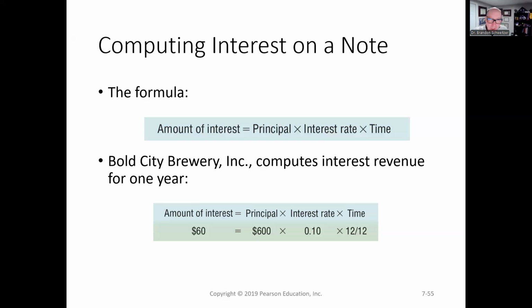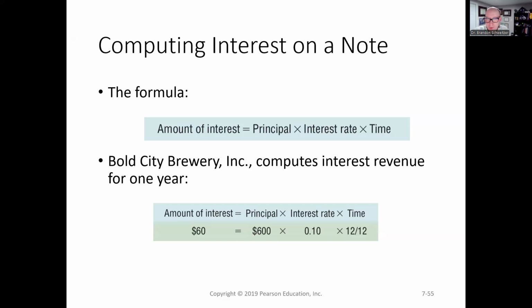The way that we compute interest is a very simple formula. This is called the interest formula. You'll see this a lot over this class, your managerial accounting class, and if you're in the accounting program, you'll see it again in intermediate 1, and probably a few times thereafter. So a very important formula for you to know. The interest formula is principal amount times the interest rate times the time.